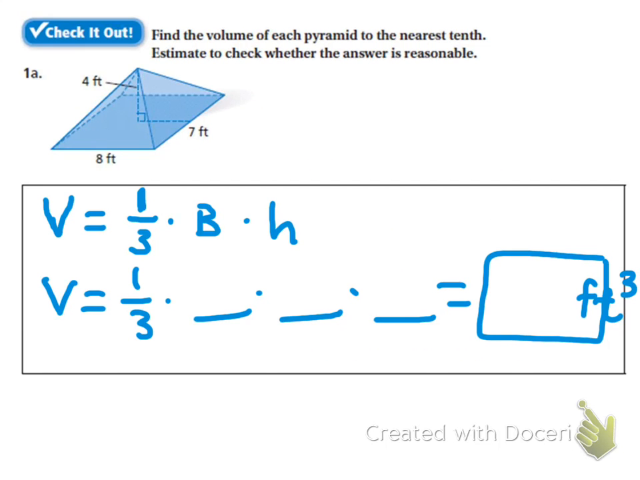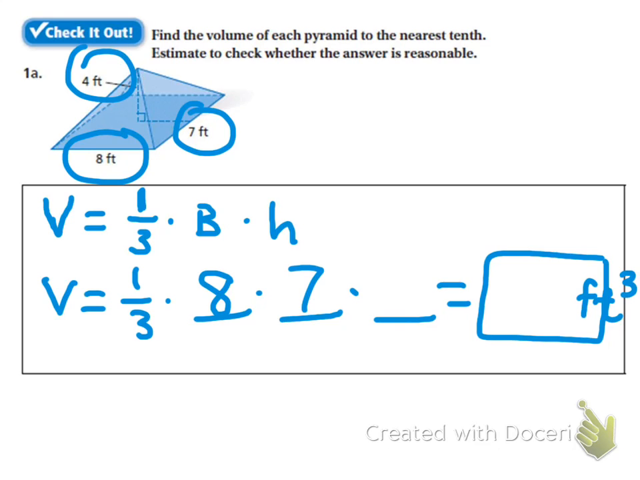Fill in the blanks here. The first number, what is the first number? 8. 8, thank you. The second number, Miss Cameron? 7. And the third number? 4. 4, that is correct. So when you multiply all these numbers and divide by 3, you get, Jalen? 74.6. Did you round up? It was 74.666666, so then you round up to 7.